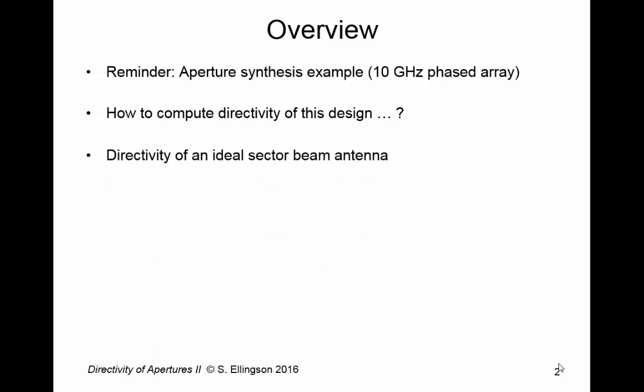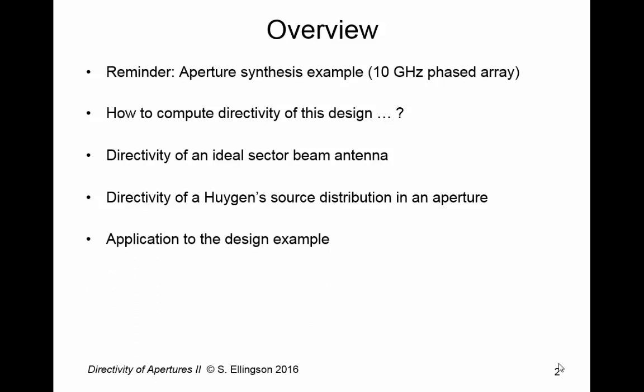Part of the answer will involve discussing the directivity of an ideal sector beam antenna. Then we'll derive the directivity of a Huygens source distribution in an aperture. Our original design example involved the assumption of a Huygens source distribution, so this is really coming up with a formal and exact solution for the directivity. And then we'll apply all this to the design example.